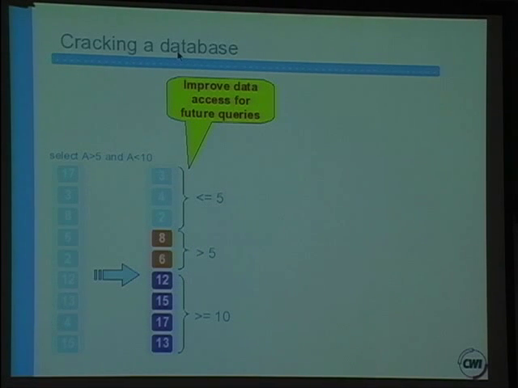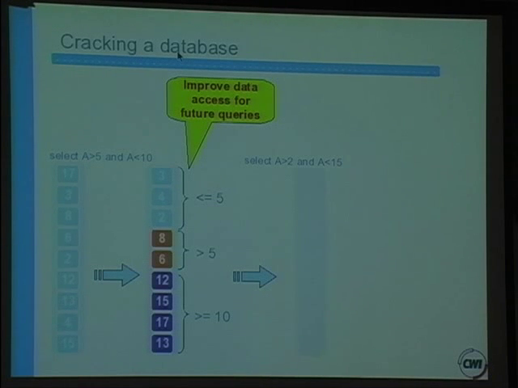And this is the property that we can heavily exploit to improve data access for the future. Assume a query, for example, that requests values lower or equal to 5, then we can just go and search in the first piece, in the blue piece. So you can imagine that this is a pretty useful thing, especially when it comes to huge databases.